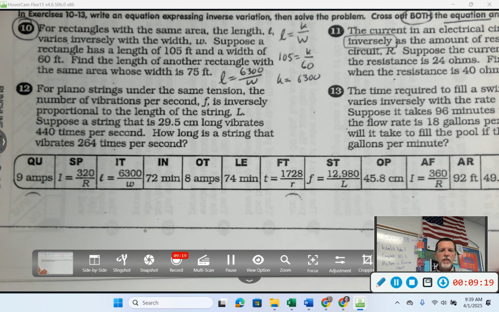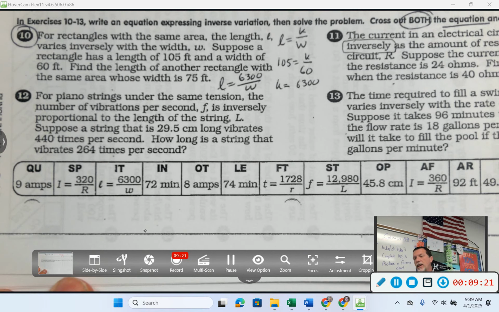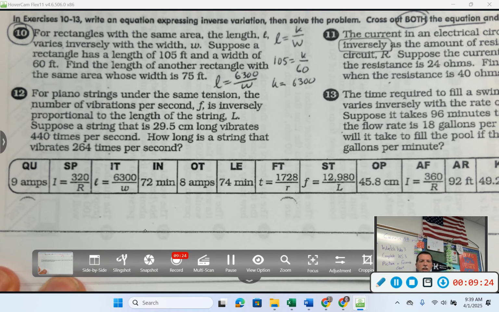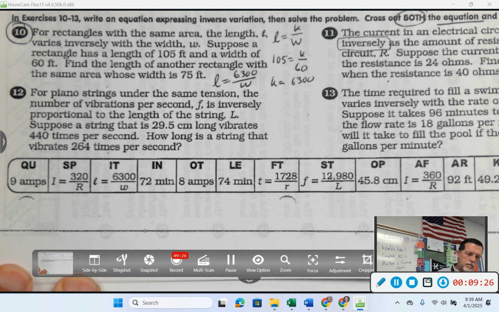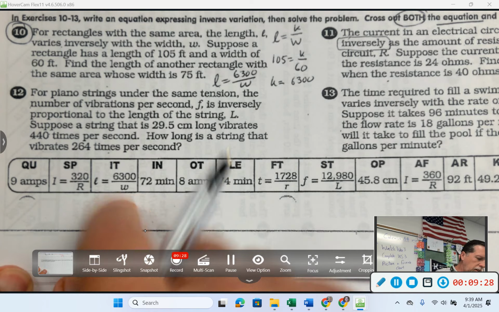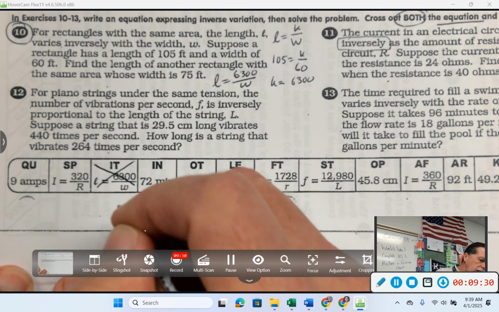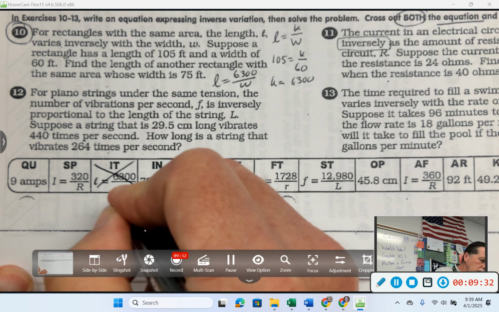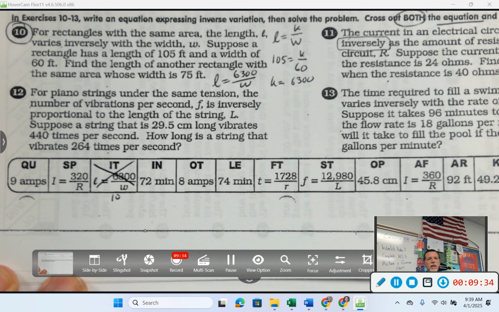I'm going to go ahead and look for that right now. If I don't find it, that means I did something wrong. Where'd it go? There it is. 6,300 over W is IT. I'm going to mark that out and label it question 10. But I'm not done.